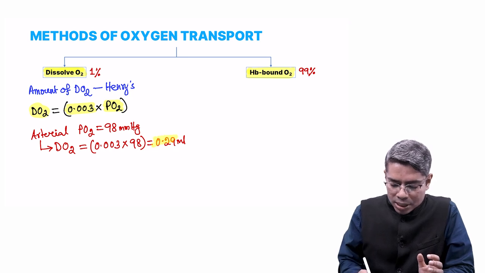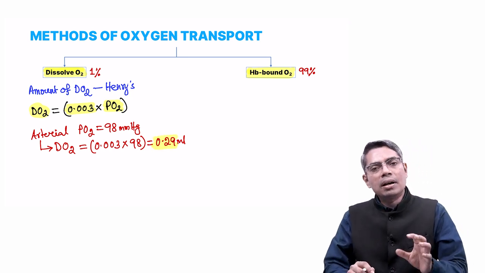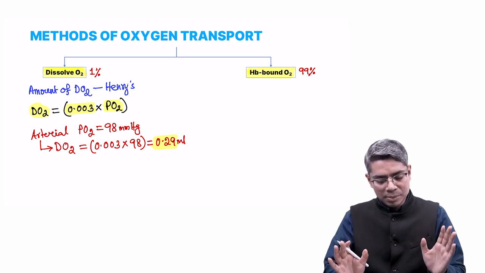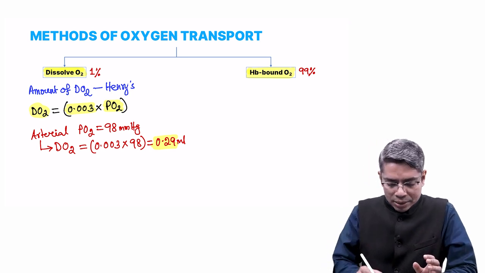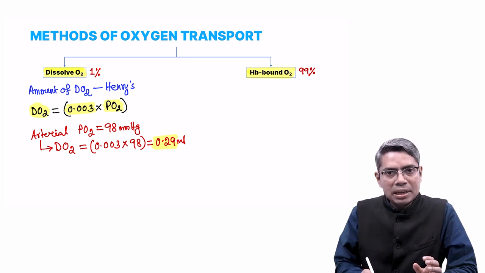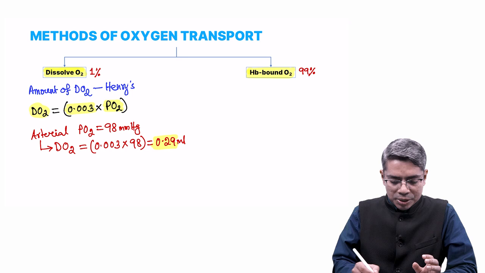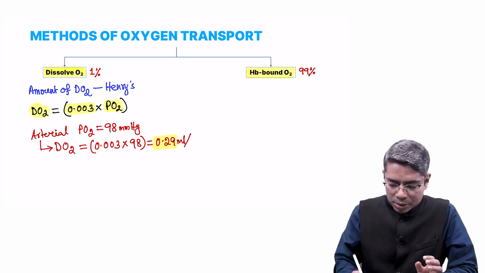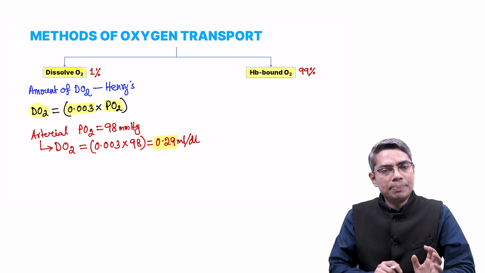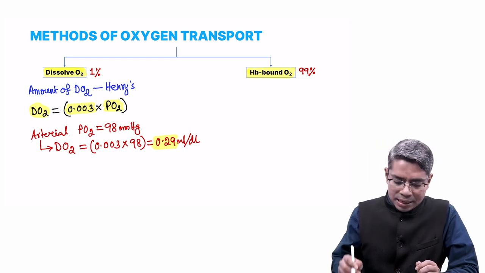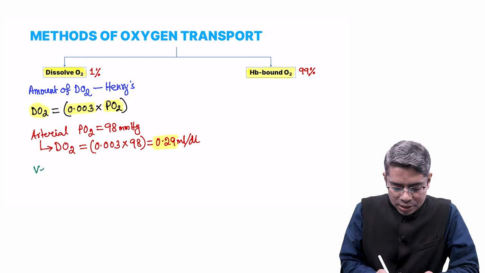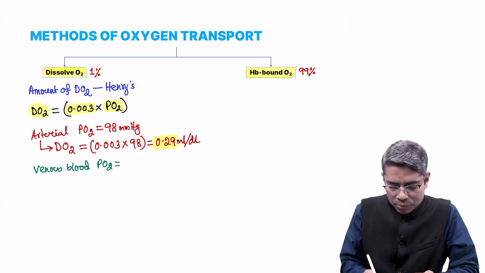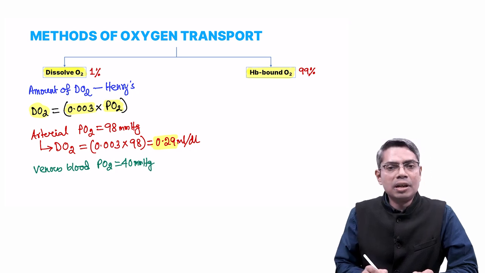will be it is only 0.29 ml per 100 ml of blood, because we are calculating 0.003 multiplied by 98, the partial pressure. So this is the amount of oxygen per deciliter of blood. Getting my point? So the same way, if I calculate the venous blood dissolved oxygen content, the venous blood has a partial pressure of oxygen, and what is that? That is equal to 40 millimeter of mercury, right? 40 millimeter of mercury.